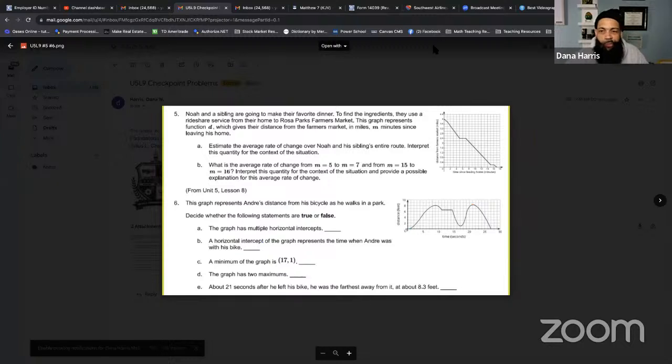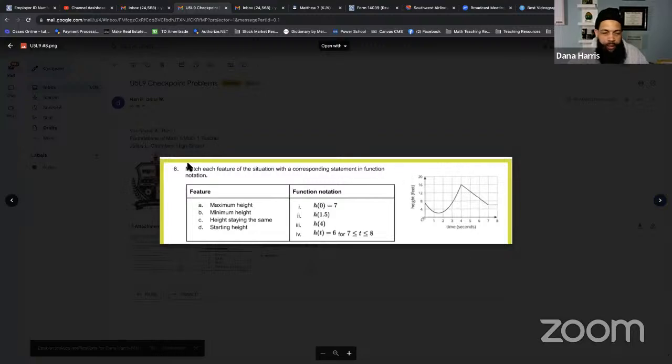All right. Let's go on to the next one. Let's look at number 8. Number 8, you want to be able to match up these statements with these different features and these function notation statements on a graph. This is very important information, especially for your assessment for my students watching this. So when we look at these, we got a graph over here. We have a feature, and then we have function notation. We want to be able to translate between the 3.